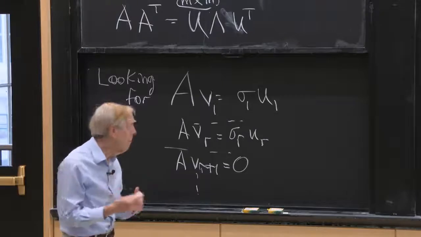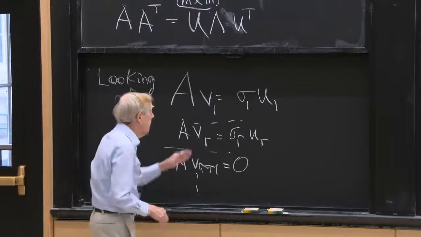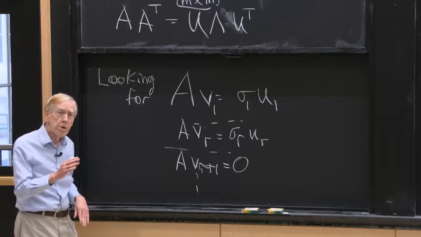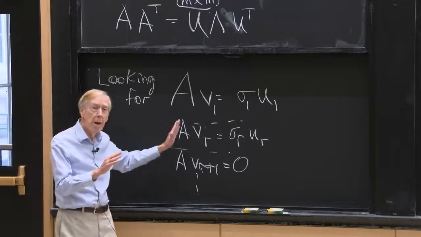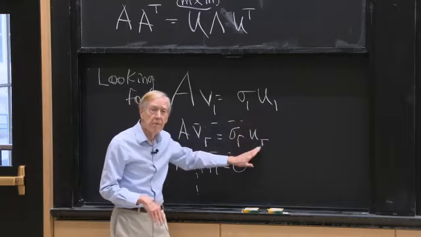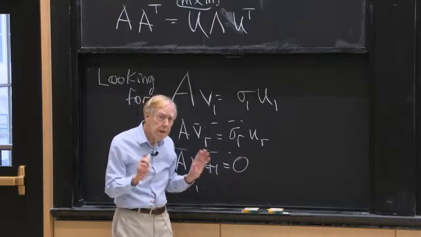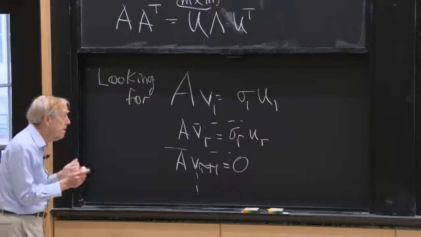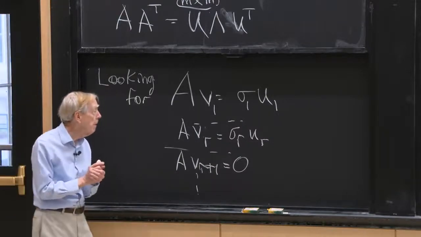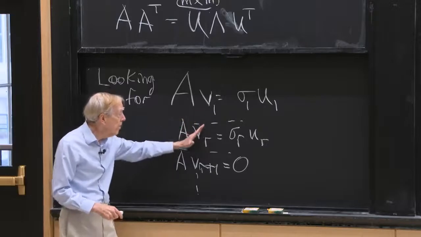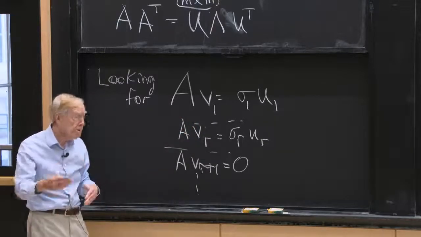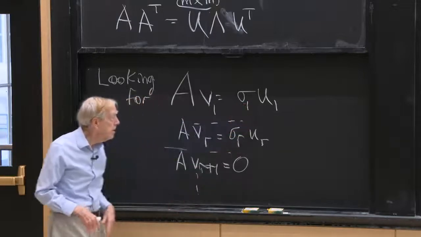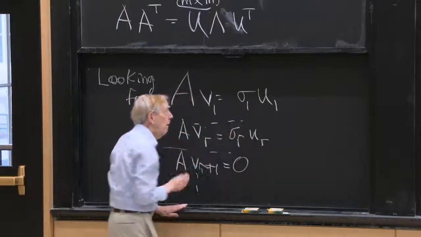Let me say it now in words. I'm looking for a bunch of orthogonal vectors V so that when I multiply them by A, I get a bunch of orthogonal vectors U. That is not so clearly possible, but it is possible. It does happen. I'm looking for one set of orthogonal vectors V in the input space, you could say, so that the AVs in the output space are also orthogonal.